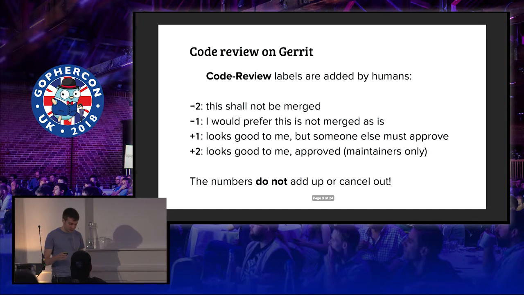Code review is a little more contrived than on, for example, GitHub, because people can not only say approve or disapprove, it's more like a little bit grayscale. So for example, you can say -2 for I definitely don't want this merged. You can say +2 as in I approve this, it can be merged, but you can also give -1 and +1 as sort of halfway versions of that. So for example, +1 means it looks good to me, but I'm not confident enough to approve this change.